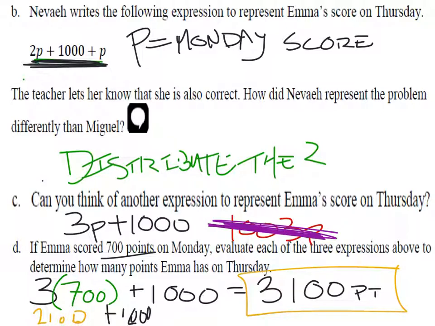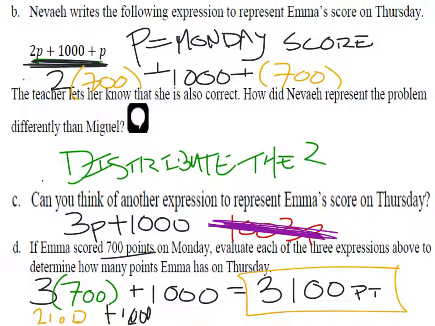Now this should work also for any of the expressions that we found. So if we did 2 times the 700 plus 1,000 plus the other p, which is 700, you would find that that answer also is 3,100 points. Same with the one on the previous slide as well.